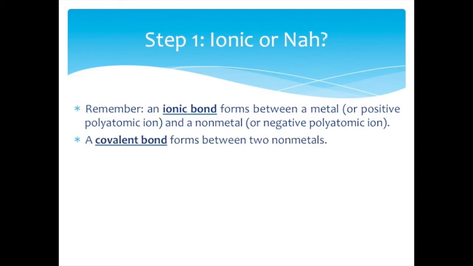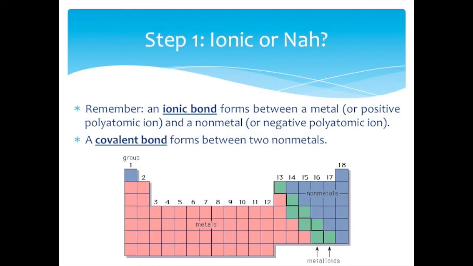Also, you need to remember that a covalent bond, so something that is not ionic, forms between two nonmetals. If you look at the periodic table, this will help you understand which of your elements would be considered metals and which would be considered nonmetals. So if you have a bond between an element from this side of the periodic table and an element from this side of the periodic table, that means that you have a metal bonding with a nonmetal, also known as an ionic bond. If you have two elements from this side of the periodic table bonding with each other, that means that bond must be considered covalent because that occurs between two nonmetal elements.